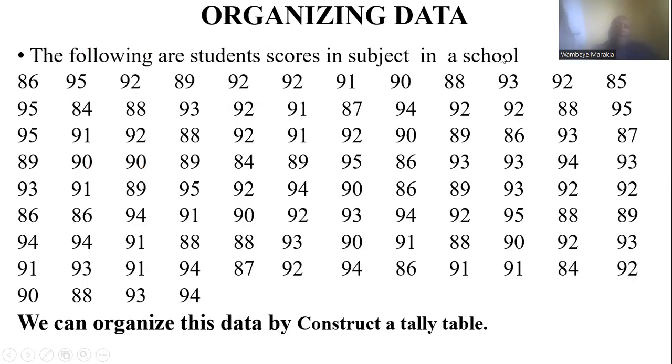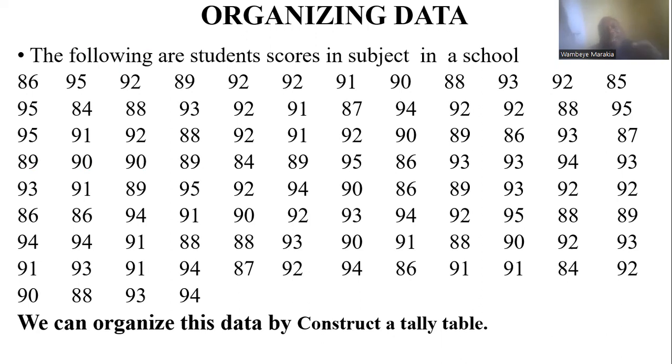Now, we are going to look at how we can organize data. The following are scores collected by a researcher from a certain school. When you look at them, they need to be organized. They are haphazard, because when we are told to make meaning out of this data, it might be difficult.